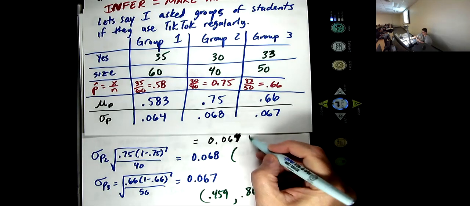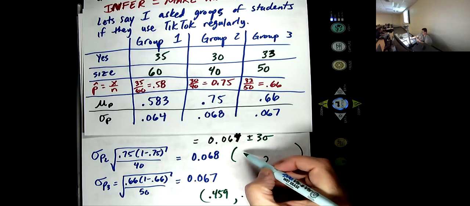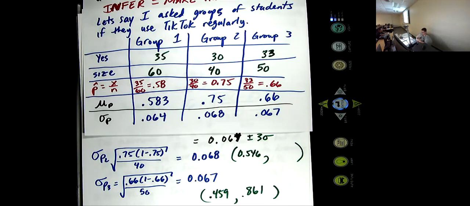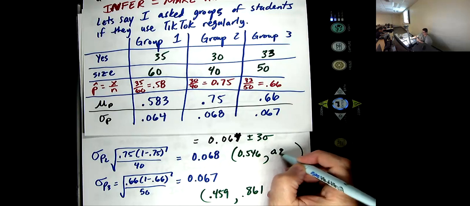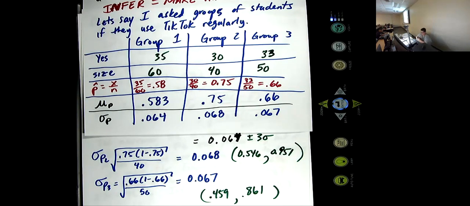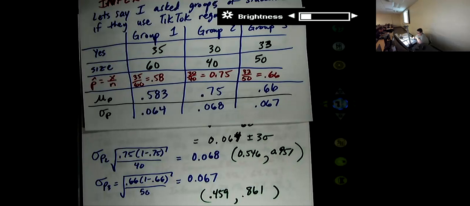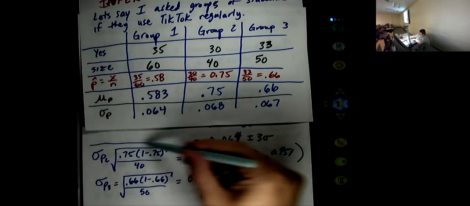And this is all for plus or minus 3 deviations I'm doing right now. 0.546. And 0.951. Holy crap. 54% to 95%. F to A. That's a really big range. So that was P2's group.